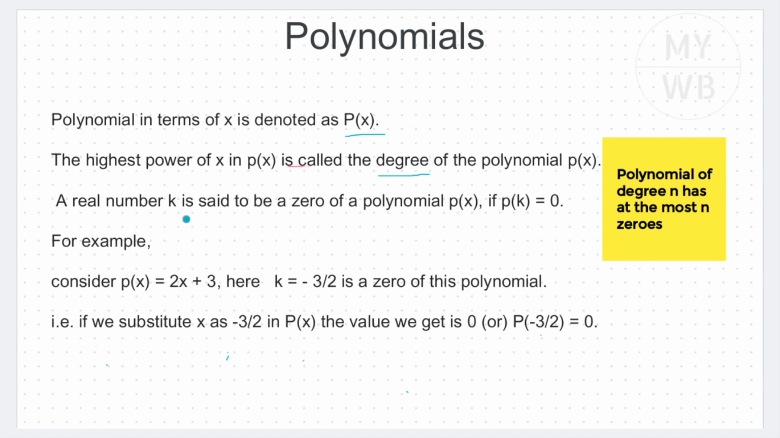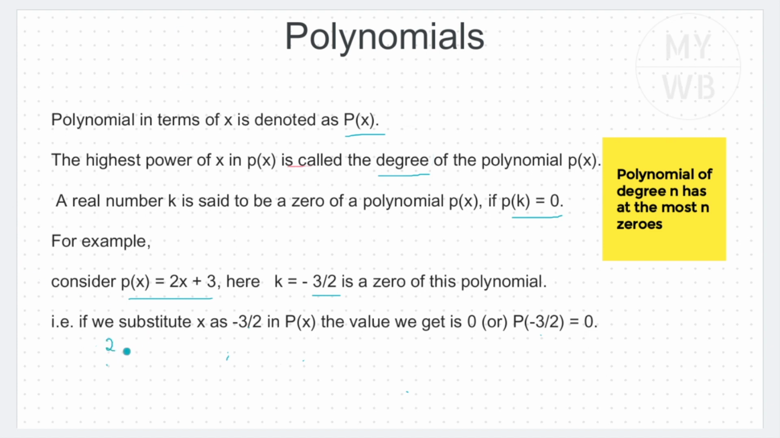A real number k is said to be a zero of the polynomial p of x when p of k is 0. That is, let's consider a polynomial 2x plus 3. Here we can say minus 3 by 2 is a zero of this polynomial. That is, if we substitute the value of x as minus 3 by 2, we get the value of the polynomial as 0. Let's just quickly check it.